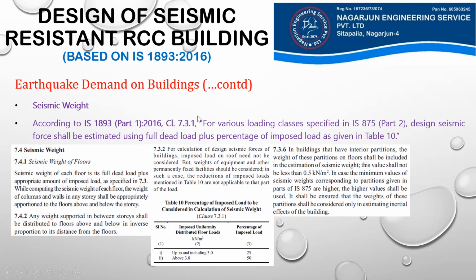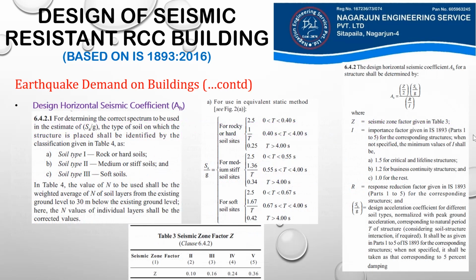So design base shear is horizontal coefficient into seismic weight. We know now how to calculate seismic weight. Now let us see how we calculate the coefficient. So the formula for our horizontal seismic coefficient is given in clause 6.4.2. This AH is equal to Z by 2, Sa by g, R by I. So what are these different factors?